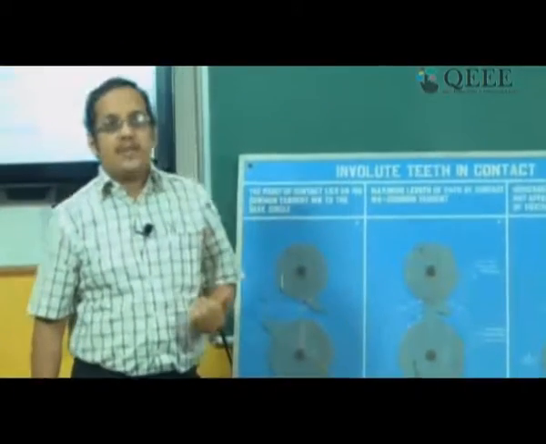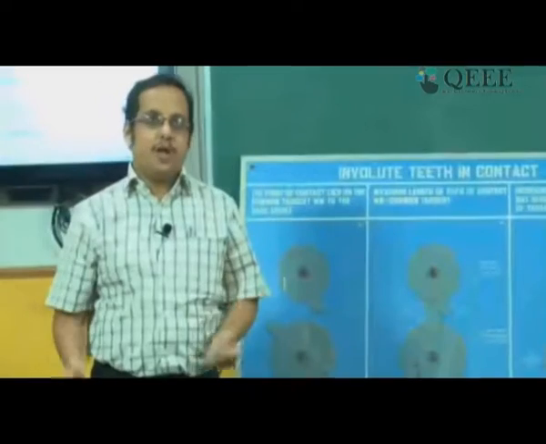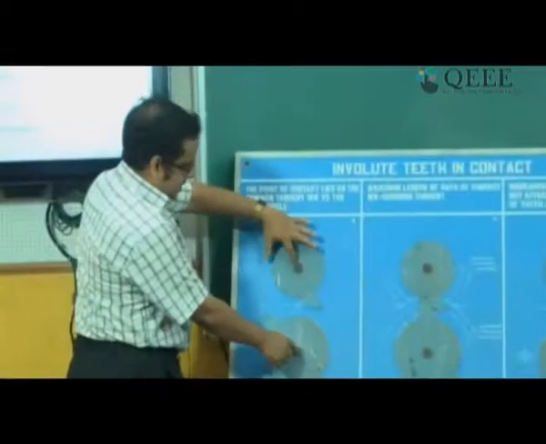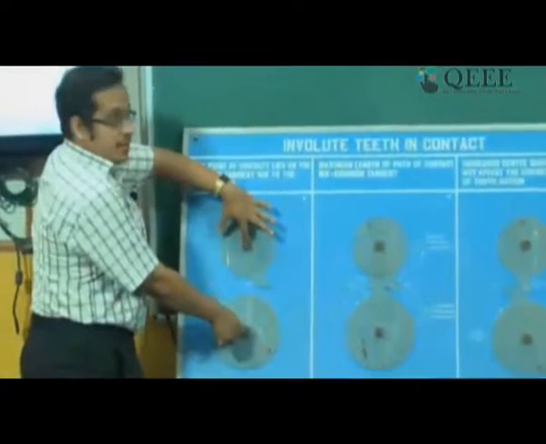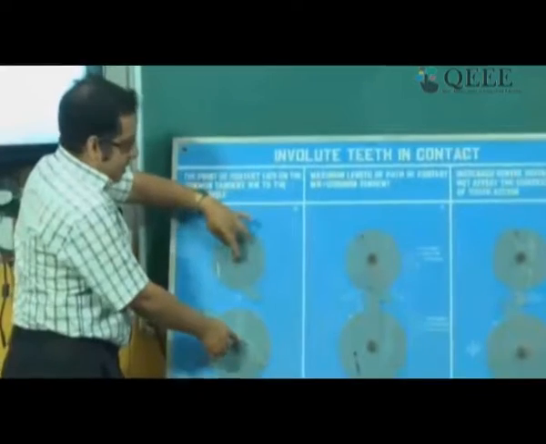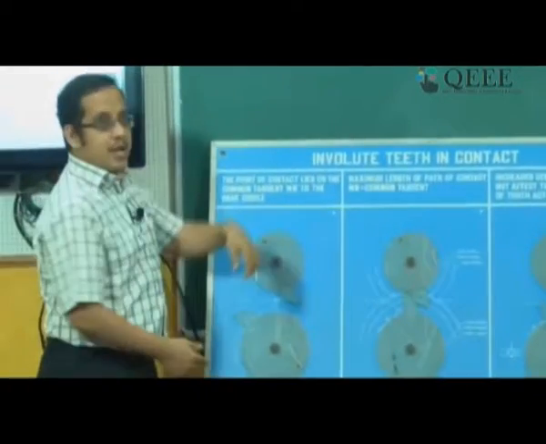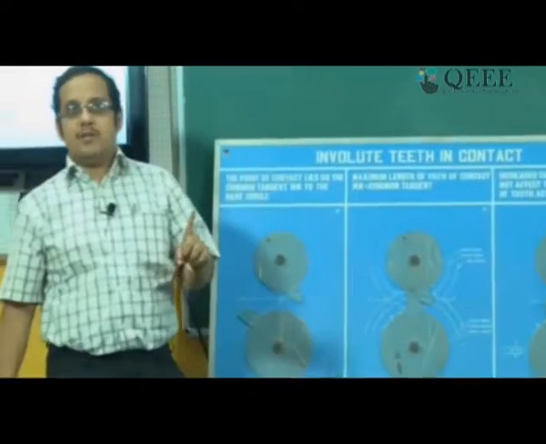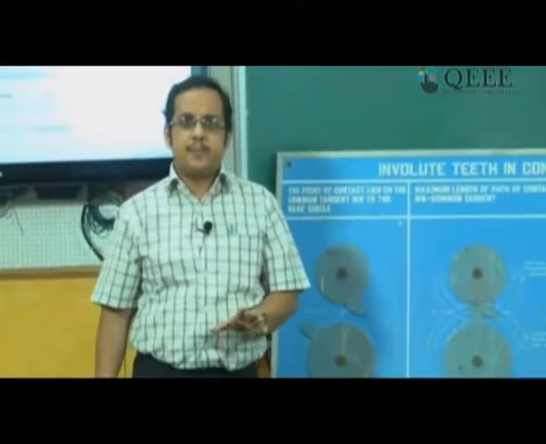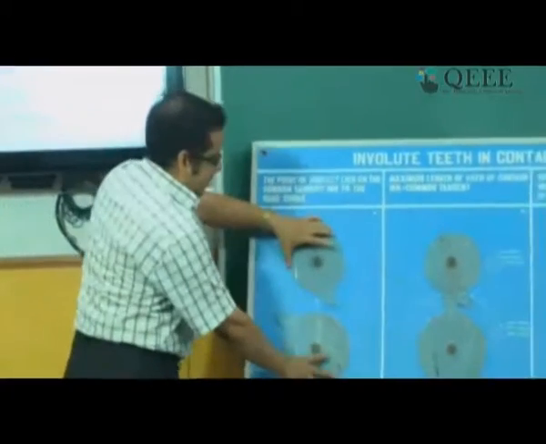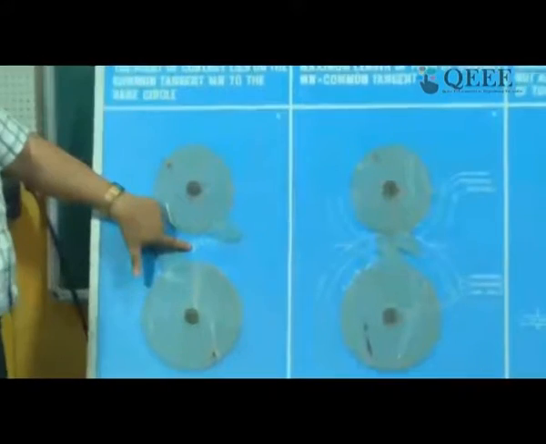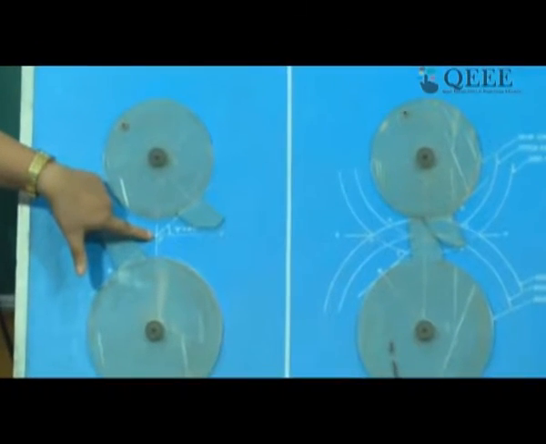The fundamental law of gearing demanded that the common normal always intersect the line joining the shaft centers at a fixed point. The shaft centers are here. The fundamental law of gearing demanded that the common normal during the course of engagement should always intersect the line joining the shaft centers at a fixed point, which is called the pitch point, which simply means that the pitch point should not move. This is exactly what is happening in this case: this point P has been marked as the pitch point.